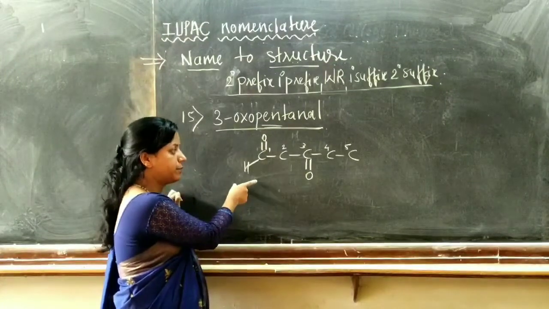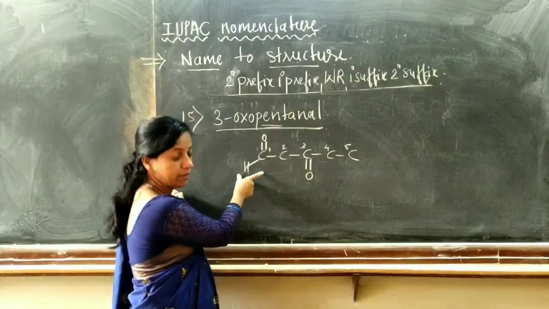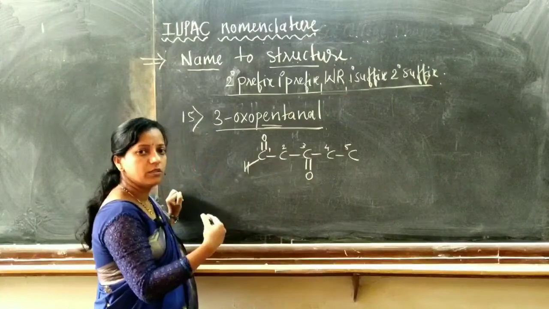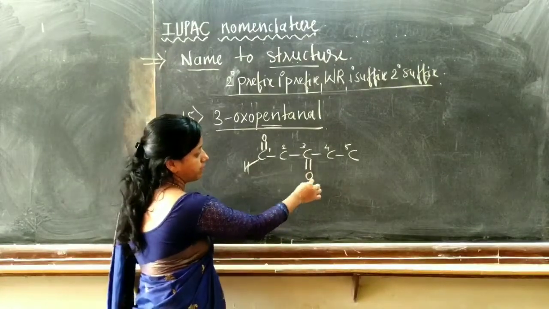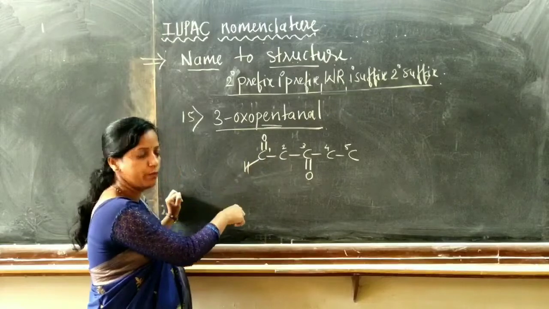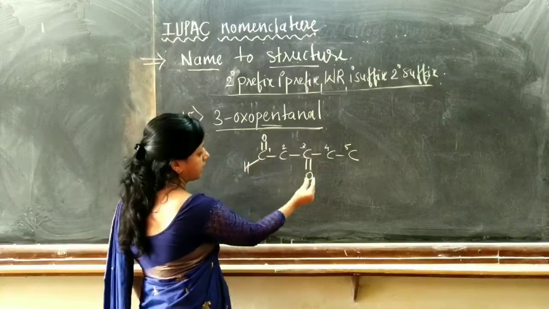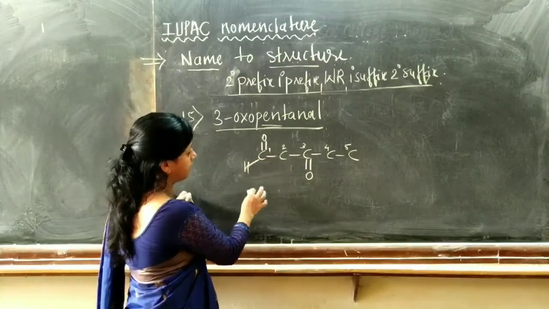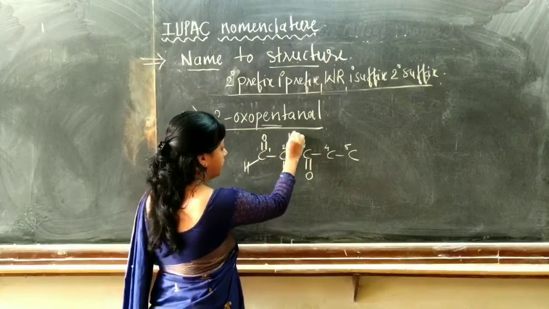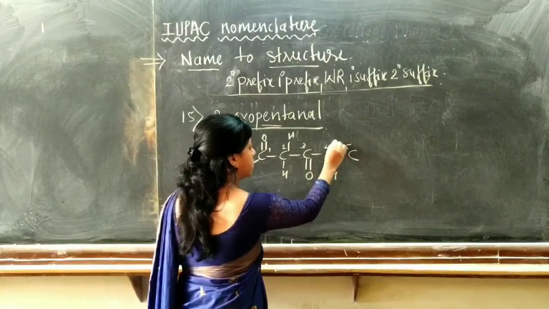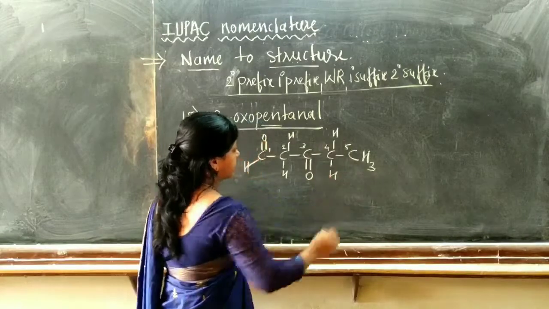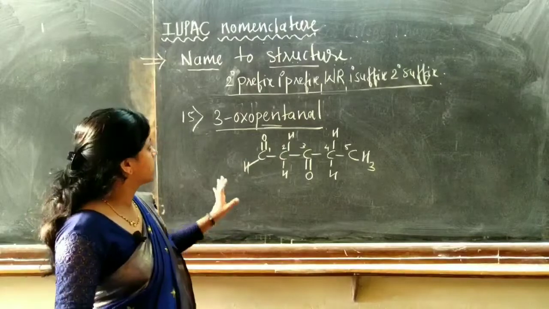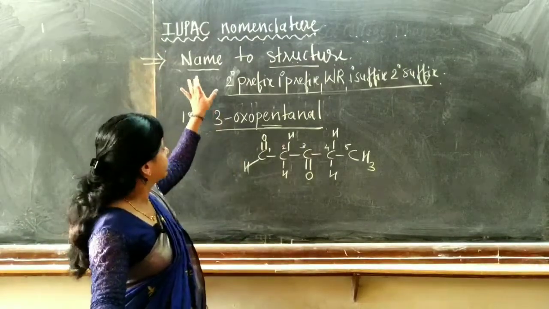Aldehyde will have higher priority over this ketonic group, so this will be the principal functional group, and that will come as a suffix here, and the ketone group will become a secondary prefix. After writing this, we have to add hydrogens here. Each carbon is already having 4 bonds. So this is the structure of 3-oxopentanal.